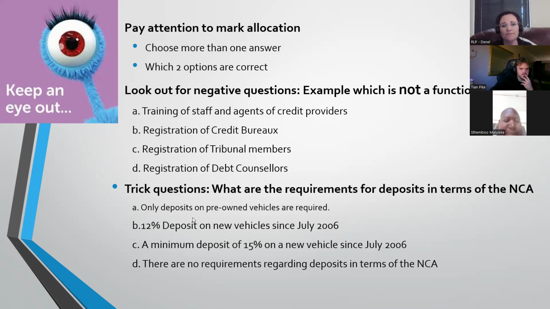Okay, and then the last one, trick questions. So they ask you, what are the requirements for deposits in terms of the NTA? Option A says only deposits on pre-owned vehicles are required. Option B says 12% deposit on new vehicles since July 2006. Option C says a minimum deposit of 15% on a new vehicle since July 2006. And then option D says, but there are no requirements regarding deposits in terms of the NTA. Did you guys hear anything about deposits today?